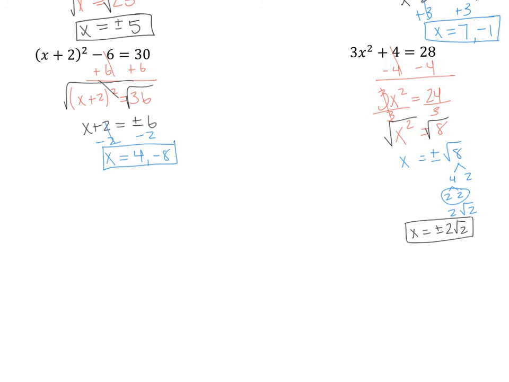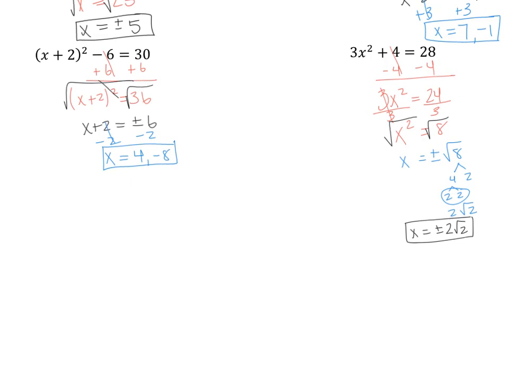The first one over here was a little bit more straightforward. Add the 6 over, 36. You can't do anything else, so you square root both sides. Gets rid of the square, and you get x plus 2 equals plus or minus 6. You then have to subtract the 2 from positive 6 and from negative 6. So positive 6 minus 2 is 4, and negative 6 minus 2 is negative 8.